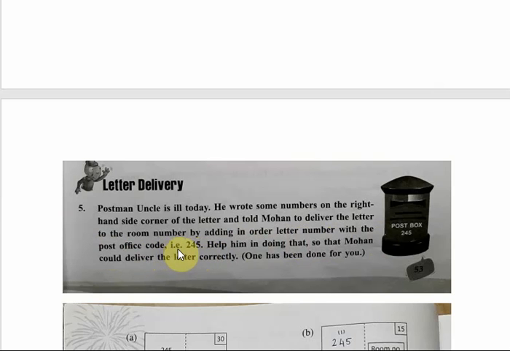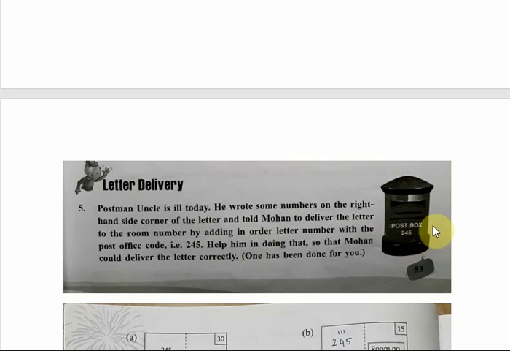I.E. means that is. Okay. It is the short form of that is. I.E. is the short form of that is. Help him in doing that so that Mohan could deliver the letter correctly. One has been done for you.